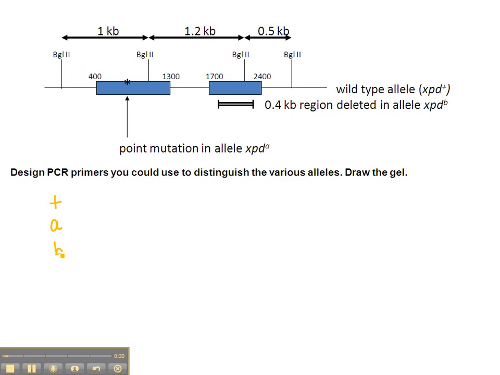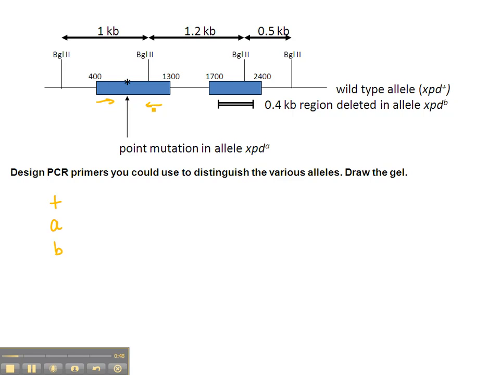Now, if we're going to be distinguishing alleles by running them on a gel, what we need to have is different lengths of fragments in order to notice the differences between them. With the point mutation, even if you were to design PCR primers to amplify that region, so you have forward and reverse primers pointing toward the point mutation, the wild type and the A alleles are both going to have the same length. And so simply by running them out on the gel, you're not going to be able to see the differences between them.